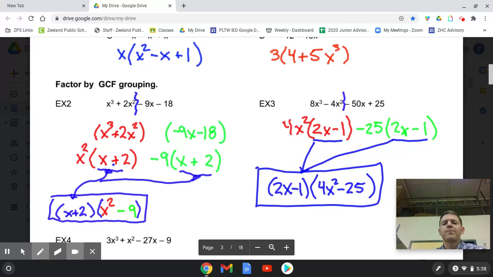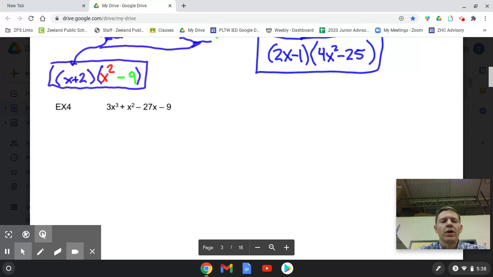Okay. Again, this one can be factored further. We don't know how to do it yet, so we'll learn that in a future lesson. All right. I want you to try example 4 on your own right now. When you come back, I'll walk you through it. Hit pause now. Otherwise, I'm going to keep going.